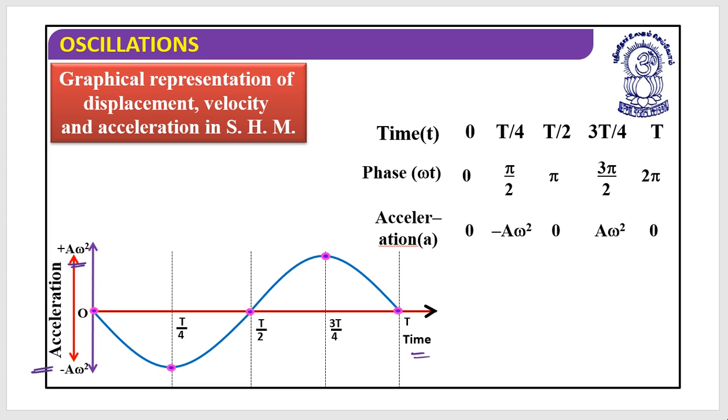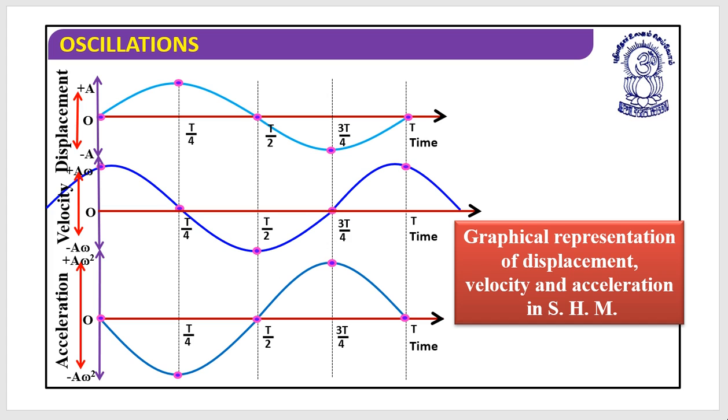At t equals 0, acceleration is 0. At t equals T by 4, it is minus A omega square, so it is here. At t equals T by 2, acceleration is 0. At 3T by 4, it equals plus A omega square. And at t equals T, it is here. I hope this is clear. This is the graph of acceleration versus time.